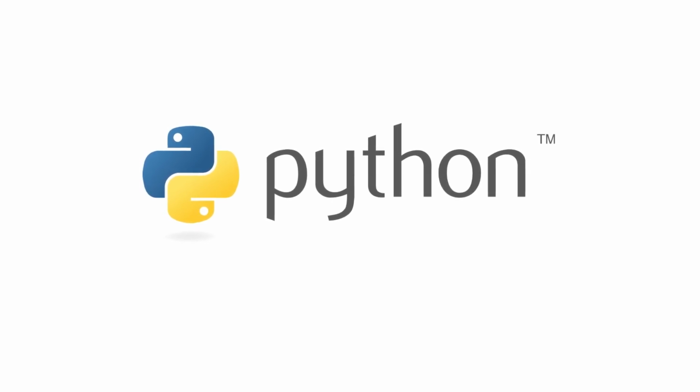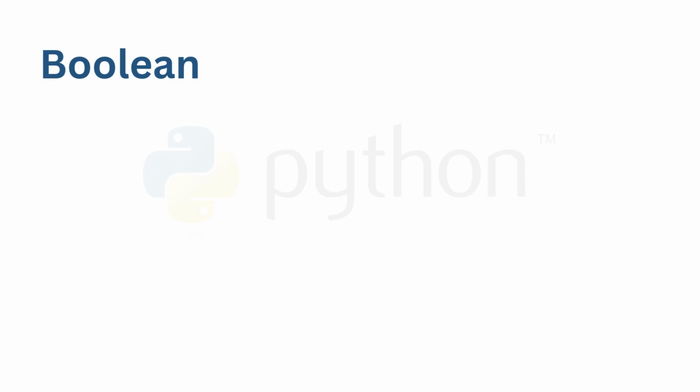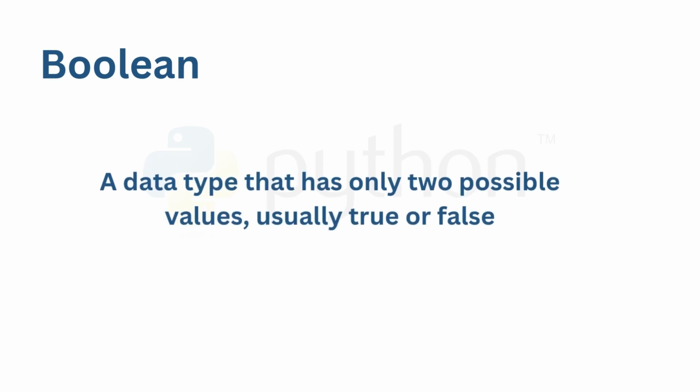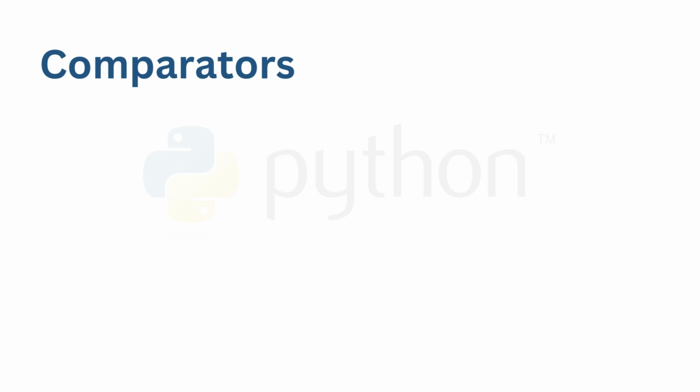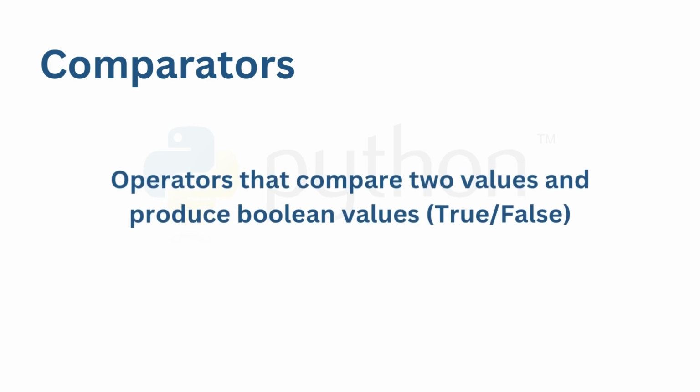In previous videos, you've learned about data types like integer, string, and float. Another data type is Boolean data. This is data that has only two possible values, usually true or false. Every time you compare things in Python, the result is Boolean type data. Now we'll find out how to use the power of Python to compare values with comparators and operators. Comparators are operators that compare two values and produce Boolean values.